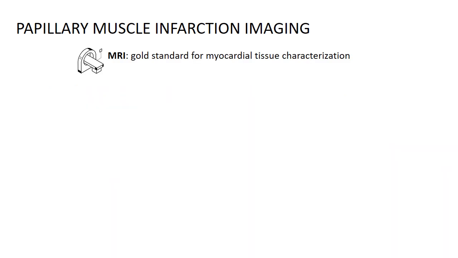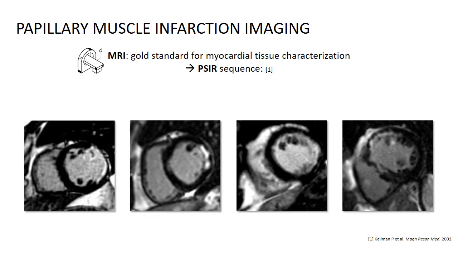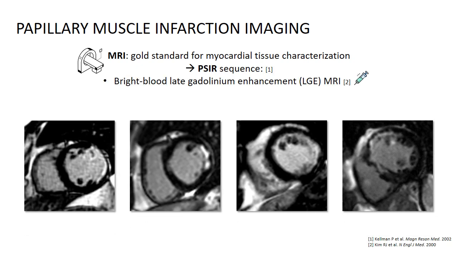So the gold standard for myocardial tissue characterization, especially in the ischemic setting, is MRI, and particularly the PSIR sequence, which is a bright blood late gadolinium enhancement sequence, so it requires the intravenous injection of a contrast agent. So PSIR is our gold standard, and it provides a great contrast between the infarcted and the healthy tissue.